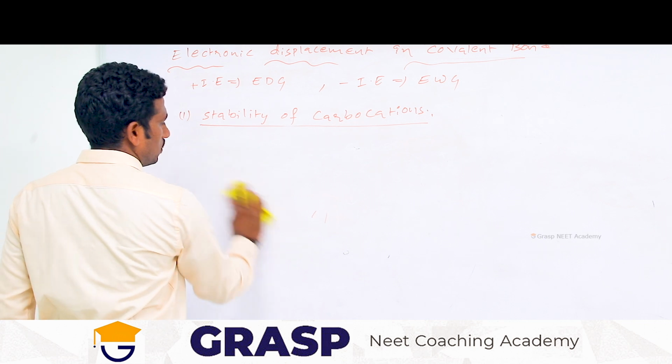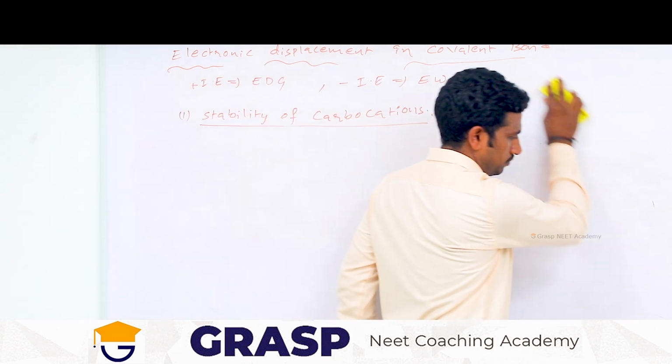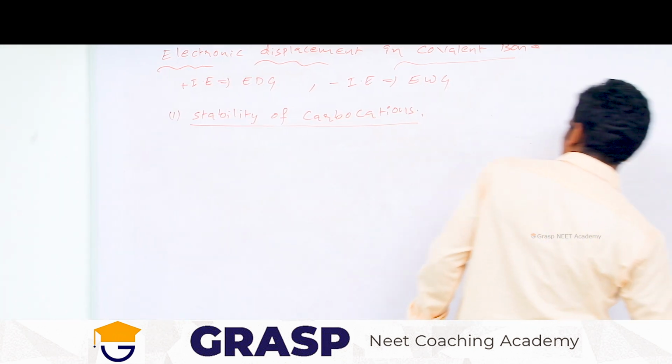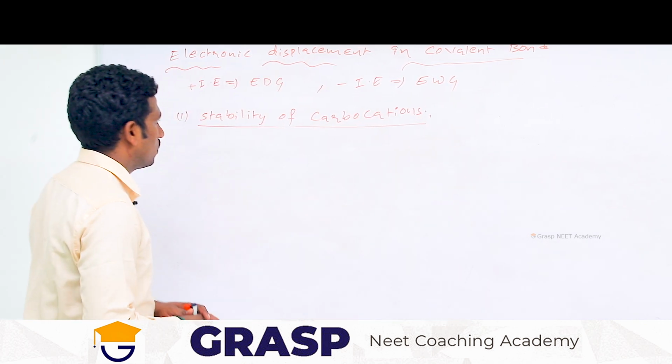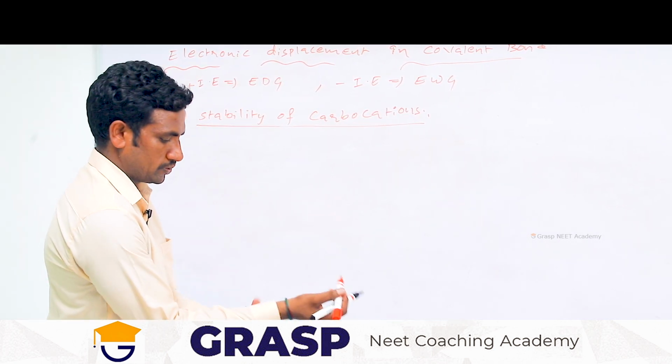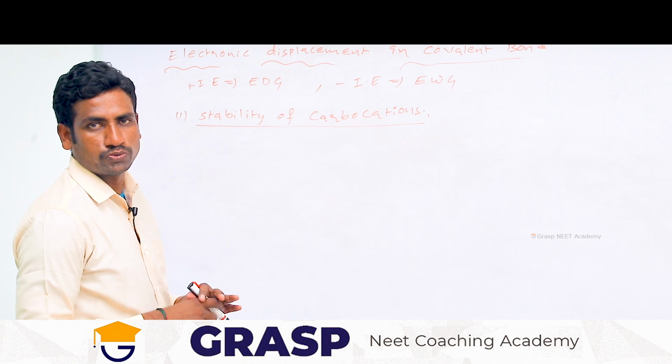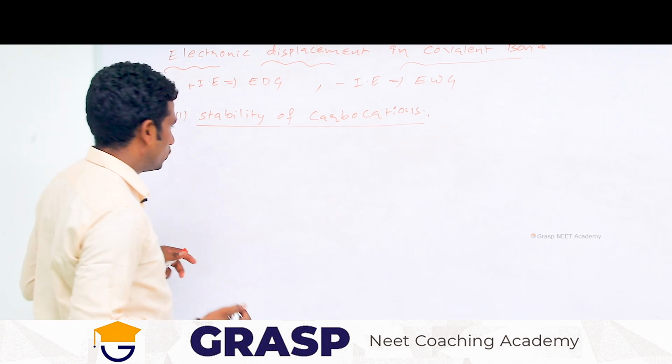Whenever the questions come, we can explain, and there you can understand. No problem, don't worry. Focus on what are the electron withdrawing groups and what are the electron donating groups. If you focus on those groups, you will be able to answer these carbocation questions.